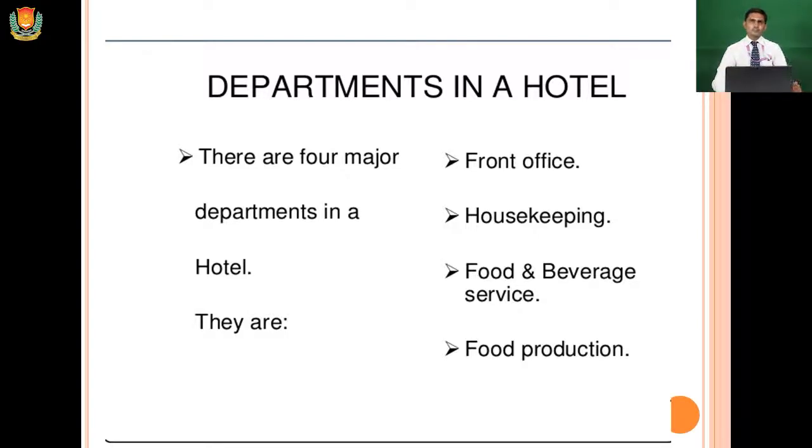The first is front office. Basically, the front office department's duty and responsibility is to attend to the guest, to do the procedure of check-in and check-out, ask the guest's preferences and fulfill them, and at the time of check-out, make the bill of the guest as per the consumption and as per how many days he stayed with our hotel. This is the basic duty and responsibility of the front office.